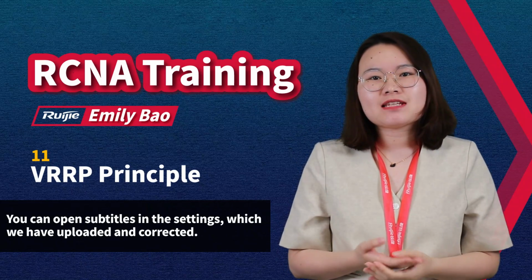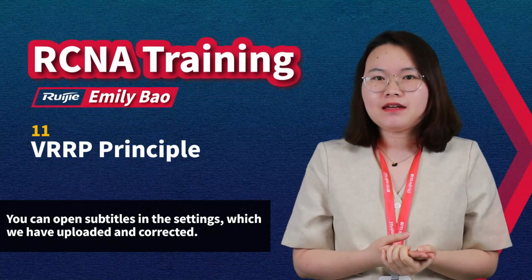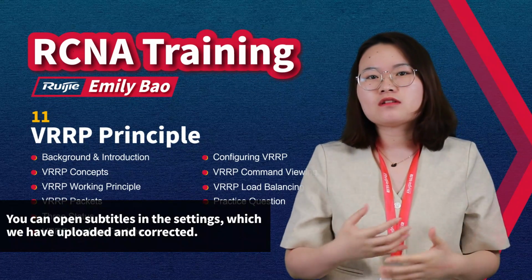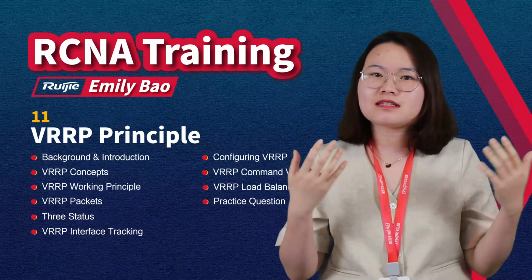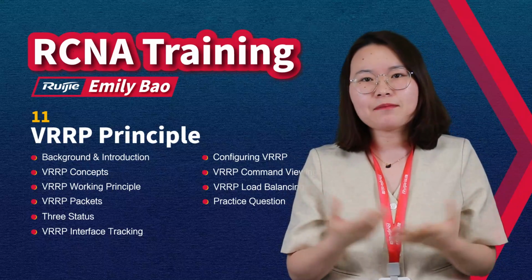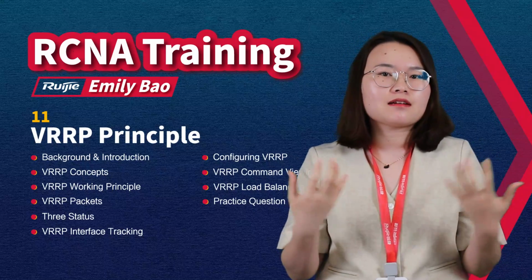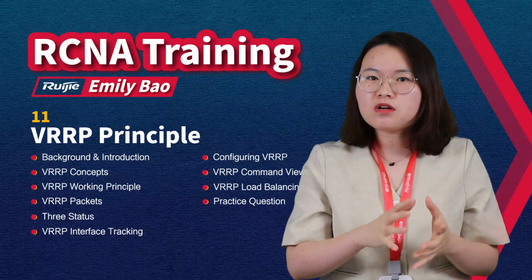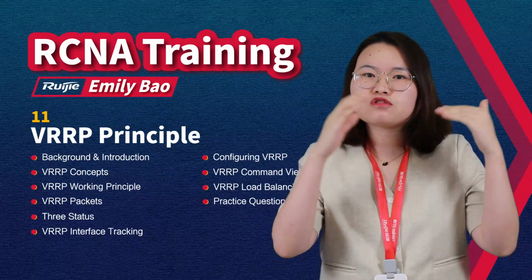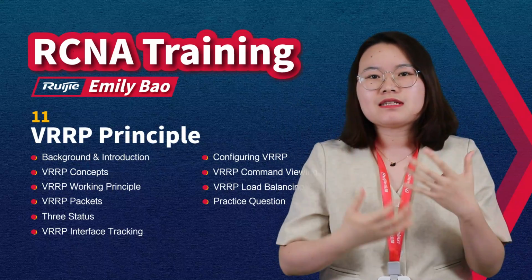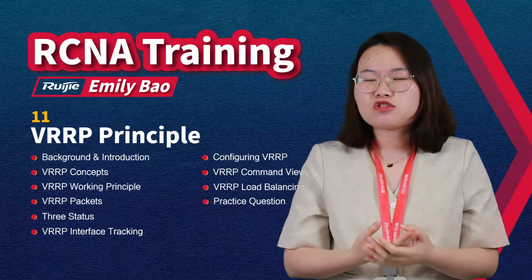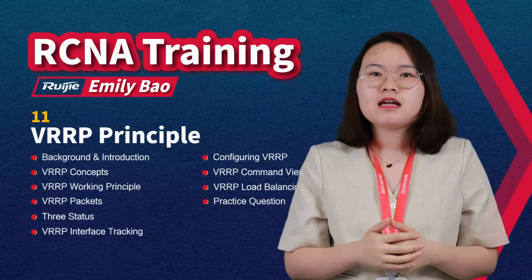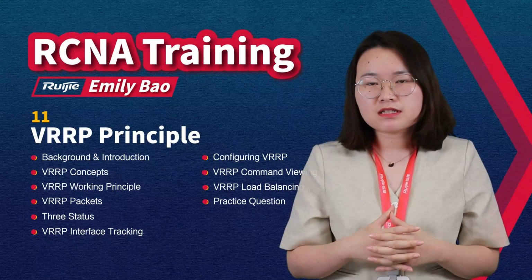Now we will talk about VRRP. As we know, if the terminal wants to visit the internet, we need some parameters like the IP address, the mask, and the gateway. And what's the function of the gateway? If the terminal wants to forward the message to a different segment, we send the message to the gateway to help us forward it out. So the gateway is very important.